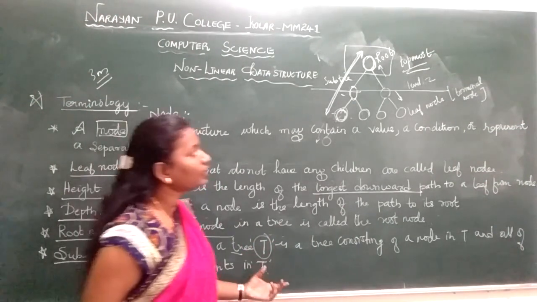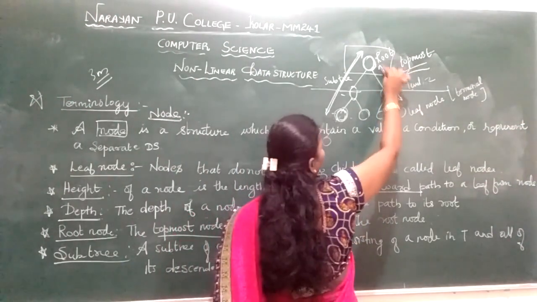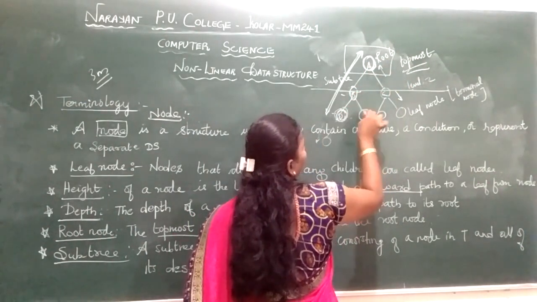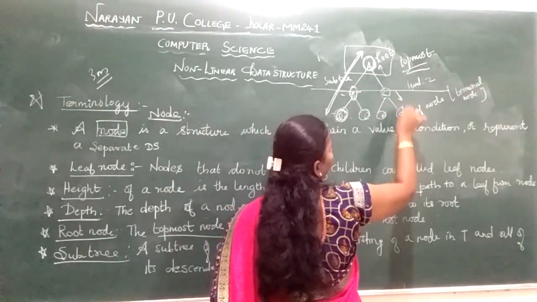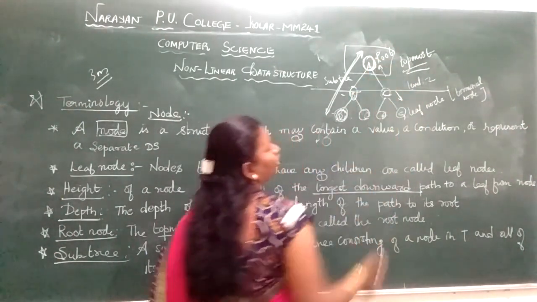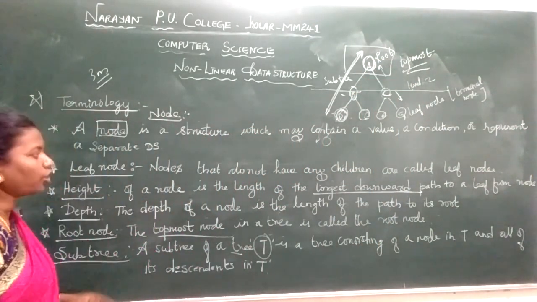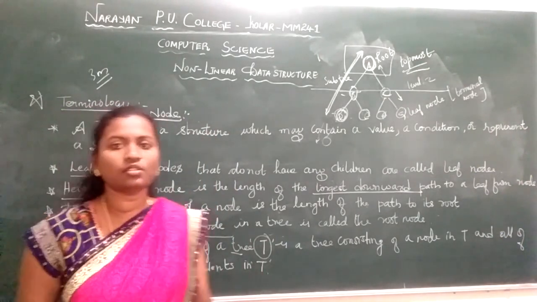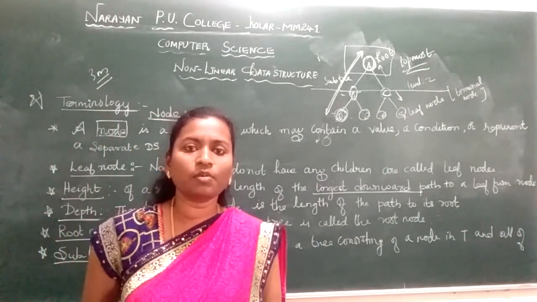So here, what are the descendant nodes? For example, if I label the nodes A, B, C, D, E, F, G, then C, F, G are called descendants. A is called the ancestor, so that is your root node. So this is about the definitions and terminologies of a tree. Next we will discuss graphs.